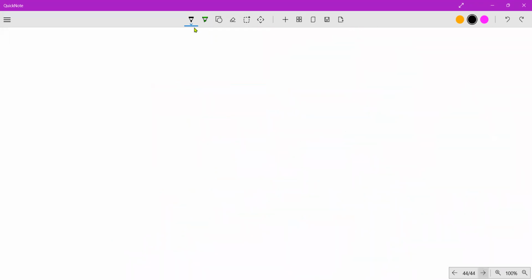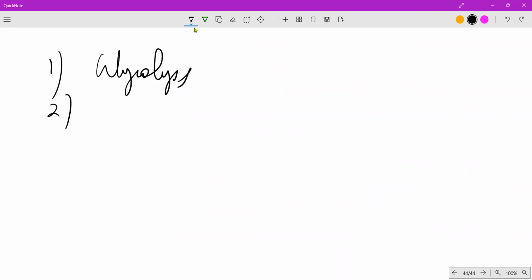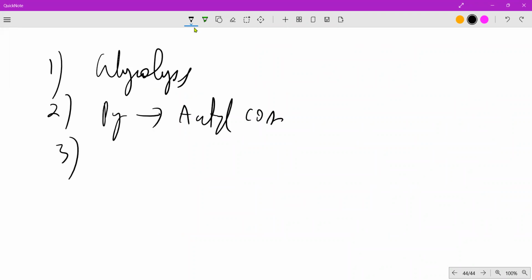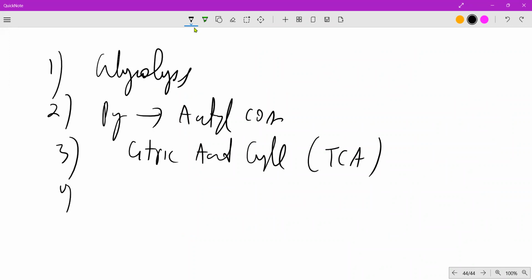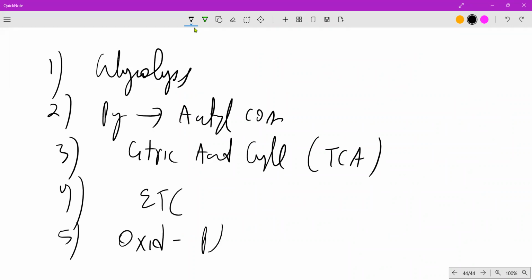Okay, so we have seen 5 mechanisms. Glycolysis. We have seen conversion of pyruvate to acetyl CoA. We have seen the citric acid cycle, or the TCA cycle, Krebs cycle. We have seen the electron transport chain, and finally, oxidative phosphorylation. And this is mitochondrial respiration.